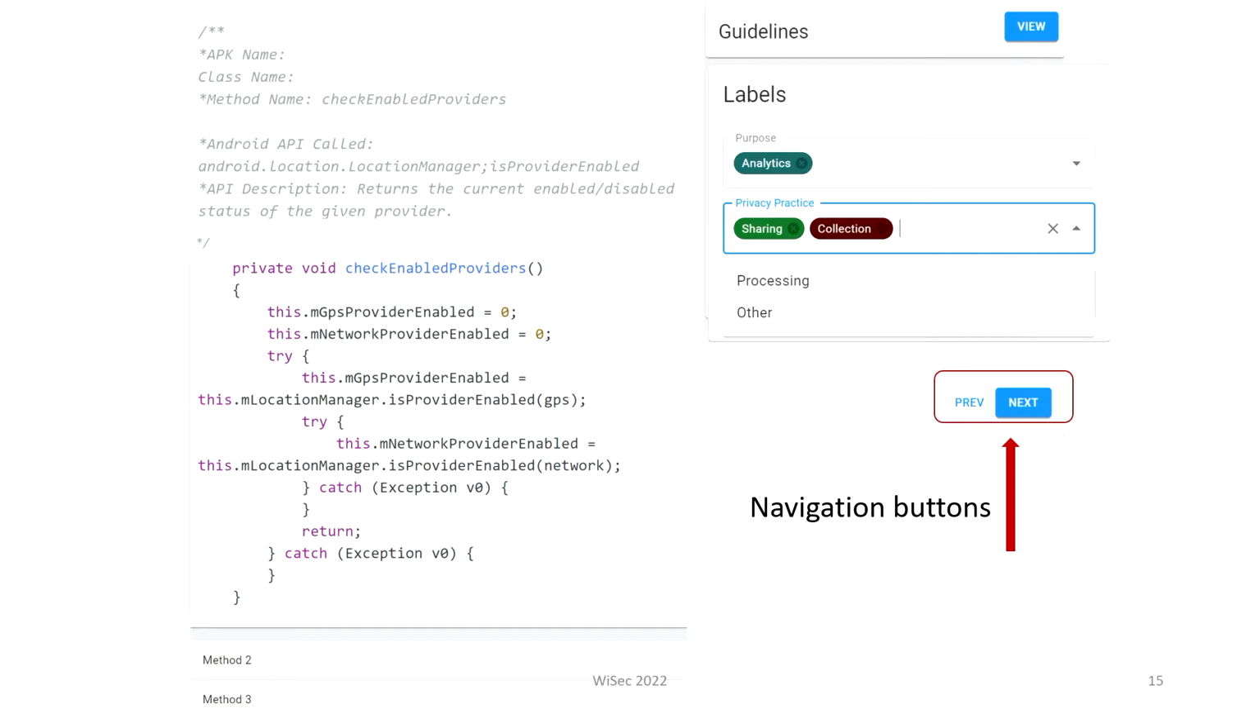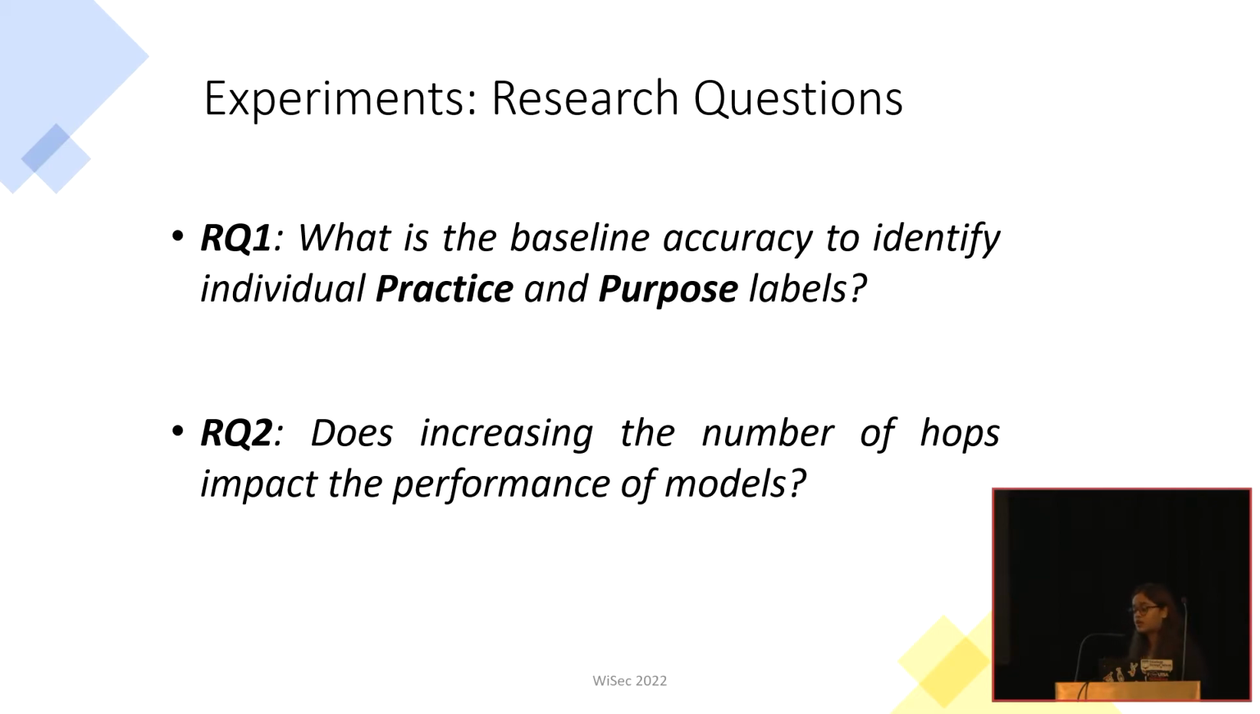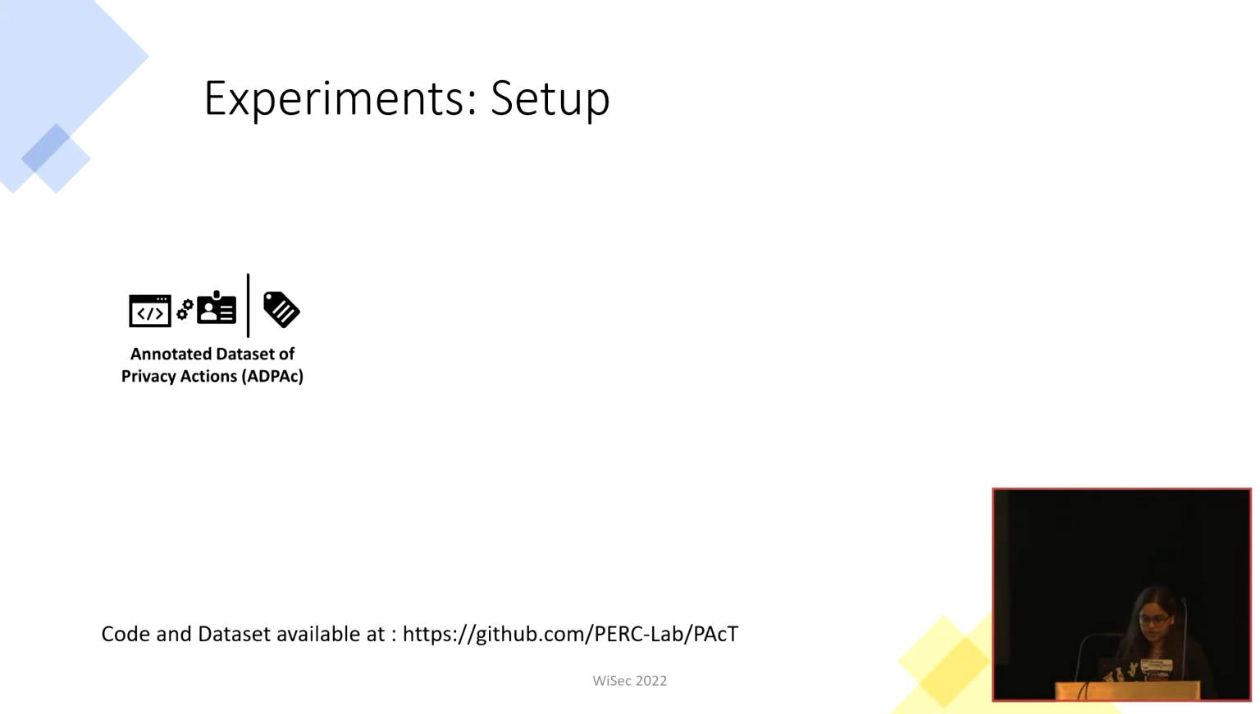Now the next step for us is to conduct certain experiments to answer 2 research questions. The first research question focuses on what is the baseline accuracy to identify individual practice and purpose labels in a code segment. And the second research question focuses on whether increasing the number of hops has any impact on identifying individual practice and purpose levels in PRCS. So in order to answer these research questions, we need to develop 2 different datasets, one for each of these research questions. So first let's discuss the dataset that we developed for research question 1.